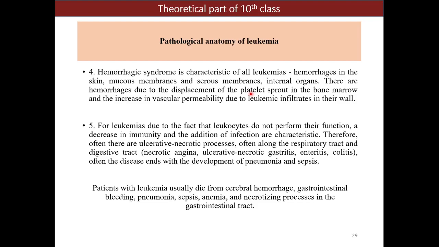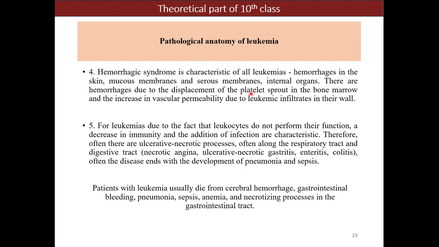Hemorrhagic syndrome is characteristic of leukemias. Hemorrhages occur in the skin, mucous membranes, serous membranes, and internal organs. There are hemorrhages due to the displacement of platelets in the bone marrow and an increase in vascular permeability due to leukemic infiltrates in their wall.